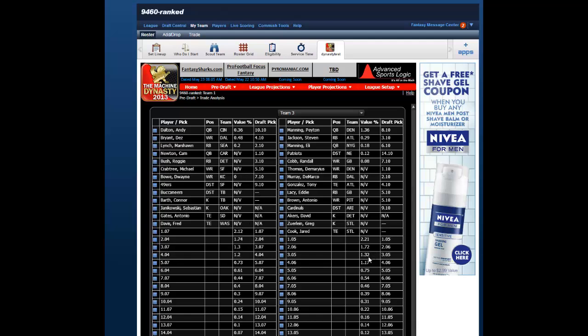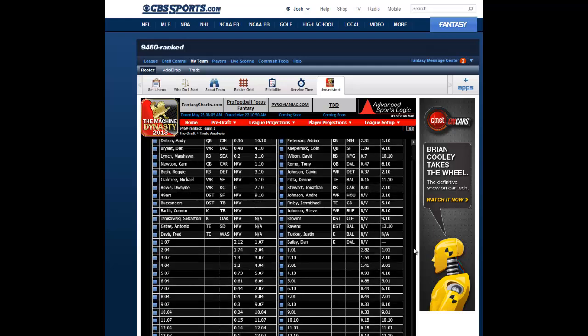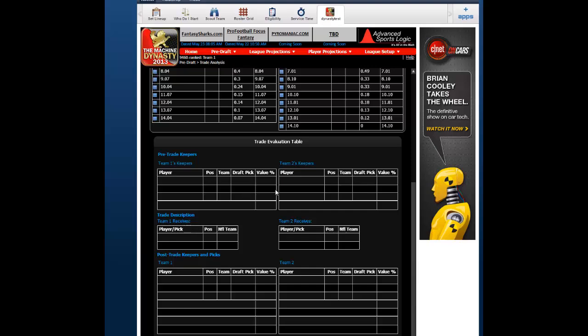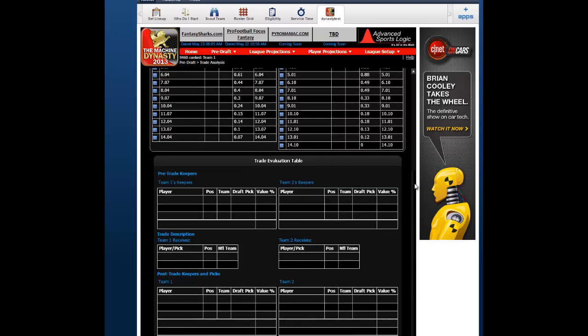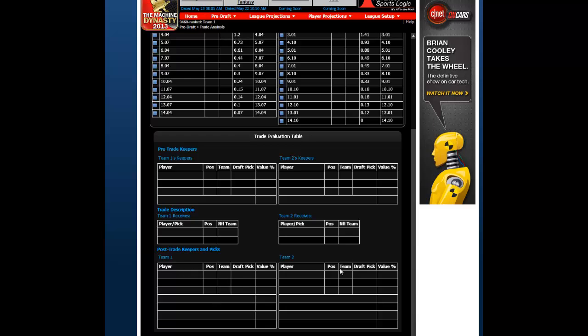If a player doesn't have a value, then they aren't worth the draft pick you would have to give up to get that player. Armed with this information, it's really easy to find mutually beneficial trades. Now, how the machine analyzes a trade is with this trade evaluation table. What this does is dynamically, as I select players and picks from above, it fills out my current keepers, that team's estimated keepers, what I'm getting in the trade, what I'm giving up in the trade, and what our keepers, picks, and values look like after a trade.